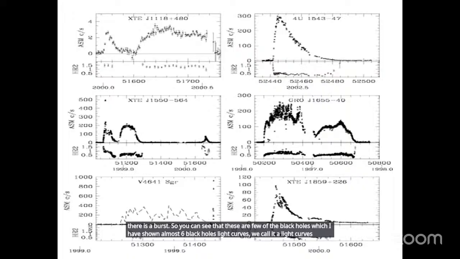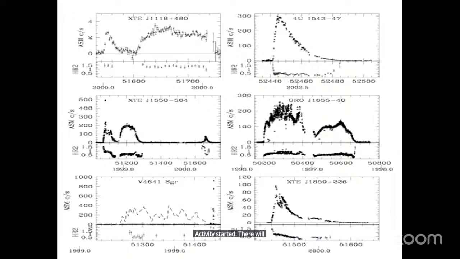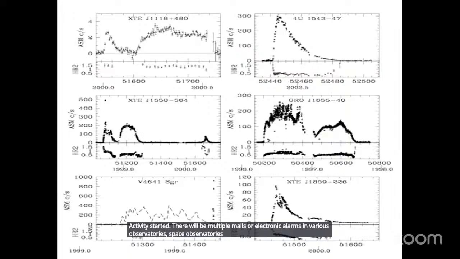So we have to continuously monitor. The basic problem with these black holes is we don't know when they are going to go for high X-ray radiation. So we generally monitor them continuously, and whenever an activity starts, there will be multiple mails or electronic alarms in various space observatories. They go for it, they continue to monitor it. Many of the astronomers write proposals to study them, and that's how we study the properties of these black holes.